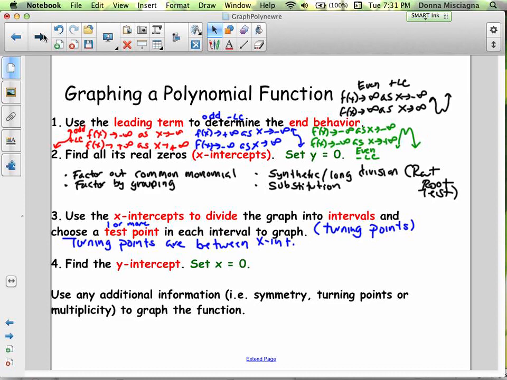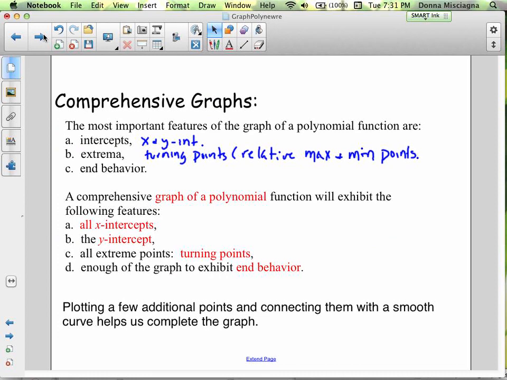Right, so let's go right to the first one, right after we go over just a couple more things on our comprehensive graph. So the most important features of the graph of a polynomial function are your intercepts, your x and y intercepts, your extrema, which are your turning points, your relative max and min points, and the end behavior. A comprehensive graph of a polynomial function will exhibit the following features: all x-intercepts, y-intercept, all extreme points, your turning points, and enough of the graph to exhibit end behavior. Plotting a few additional points and connecting them with a smooth curve helps us complete the graph. So if you don't feel you have enough points, you can always plug a point in to get another one to help you graph.